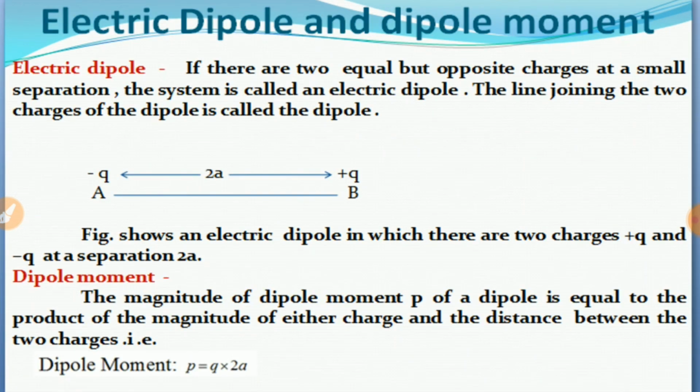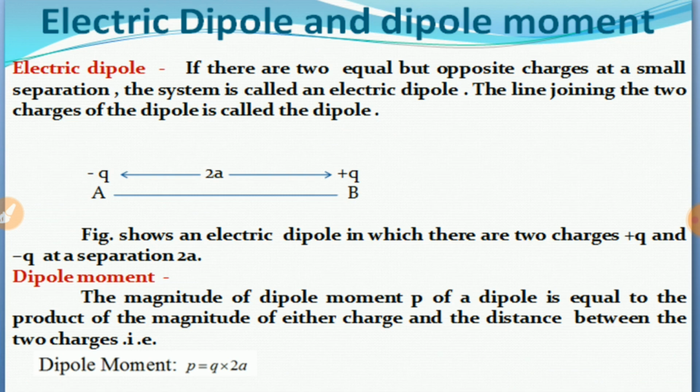Our first topic is electric dipole and dipole moment. So what is an electric dipole basically? If there are two equal but opposite charges at a small separation, the system is called an electric dipole. The line joining the two charges of the dipole is called the dipole axis.